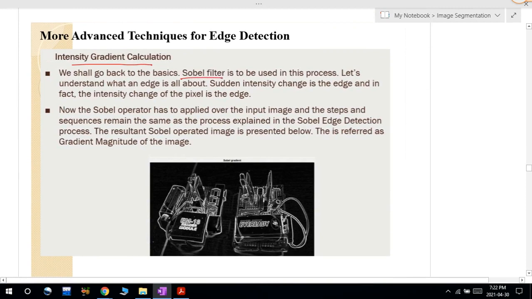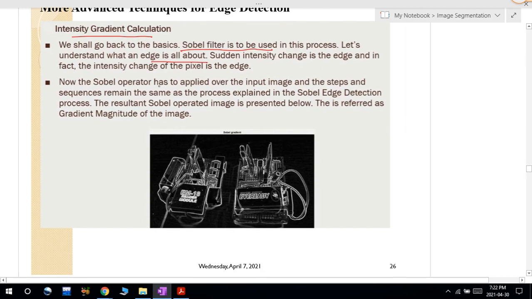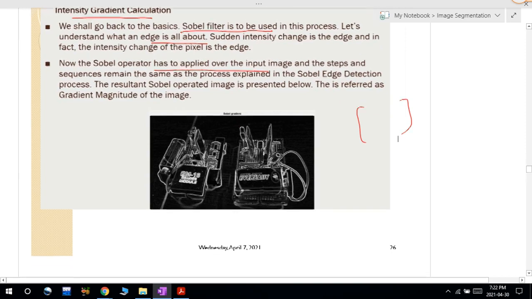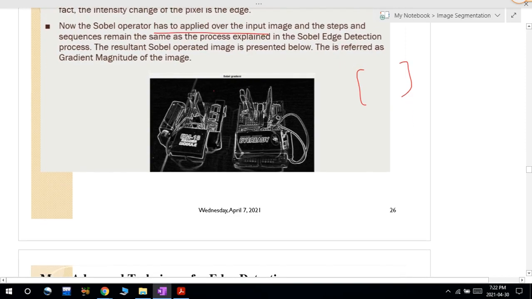For this I will use the Sobel filter, because whenever I want to find the gradient, I find the first order derivative. I can use the Sobel operator, Roberts operator, or Prewitt operator. Whenever I apply the Sobel filter on the input image, the Sobel mask is applied so that I get the gradient magnitude of the image. This is the gradient magnitude.